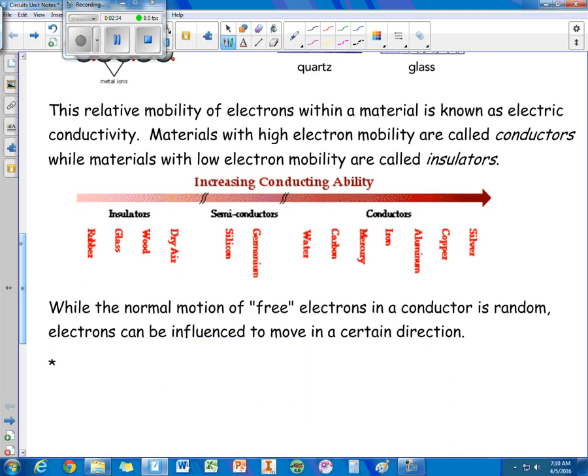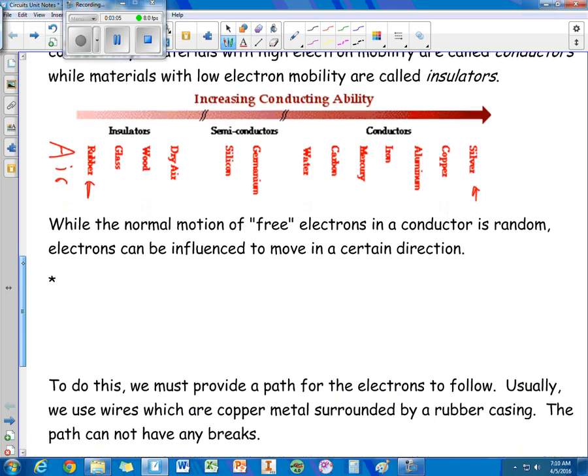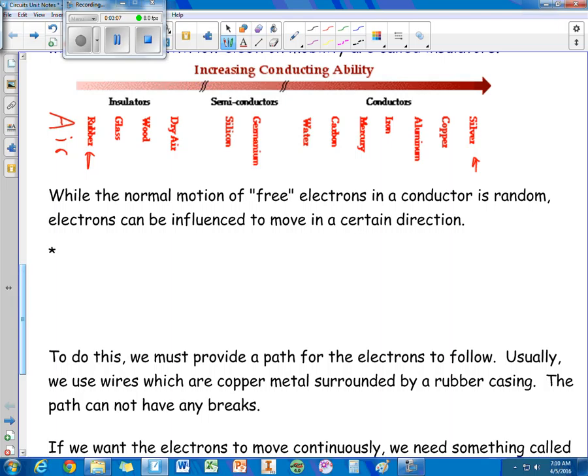So here's a little graph showing this, where up here the best conductor is silver, and the worst conductor, or the best insulator, on this diagram anyways, would be rubber. In fact, there's one more. Air is an even better insulator than rubber. And I believe gold might be a better conductor than silver, but I'm not sure on that one. So while the normal motion of free electrons in a conductor is random, we can influence their direction.